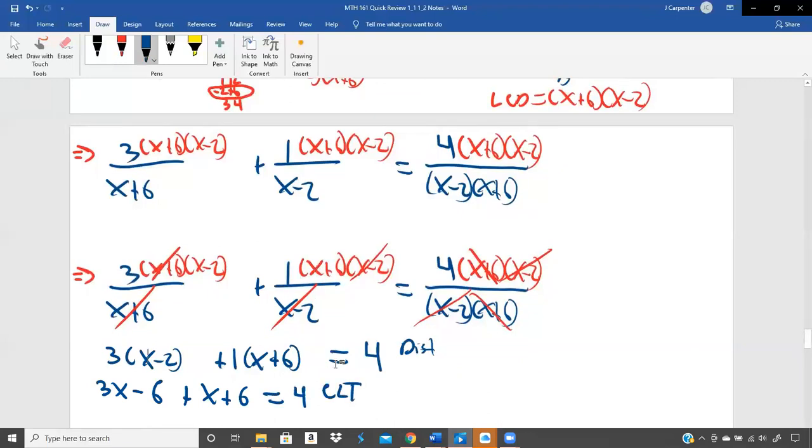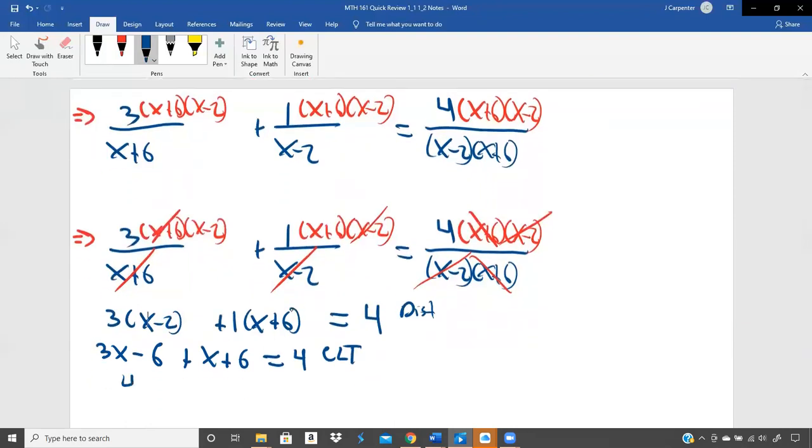We will then combine like terms. The 3x plus the x is going to give us a 4x. The negative 6 plus the 6 actually cancel. That's kind of cool. And then the right side is still just a 4. Again, the 6 is canceled if you didn't see that. The 3x plus, there's an imaginary little 1 there still. 3 plus 1 is 4. So we get 4x equals 4. Very simple last step. Divide both sides by positive 4. And we get that x is equal to 1.